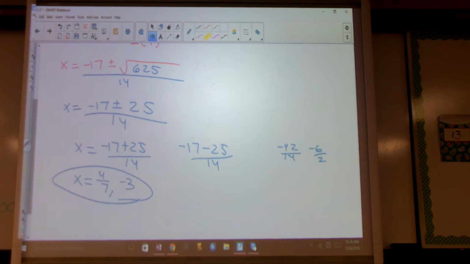So this one, you could have factored. If it's a rational number, it means it was factorable. Questions?